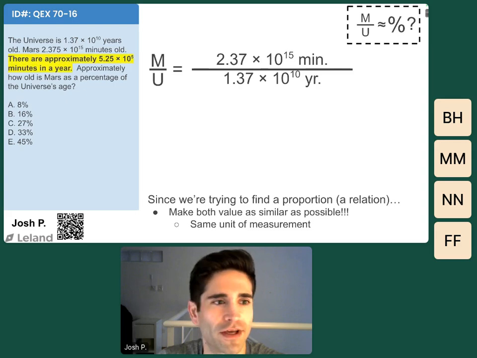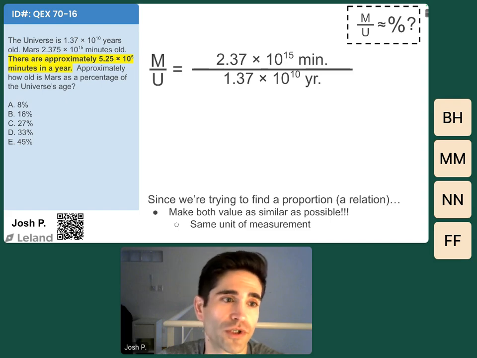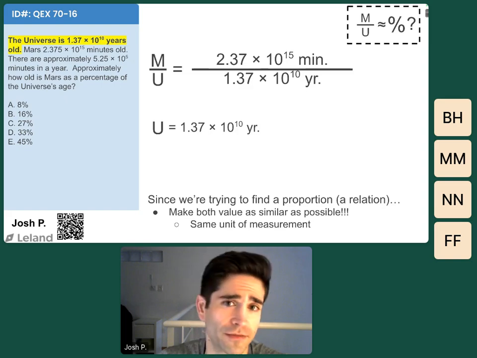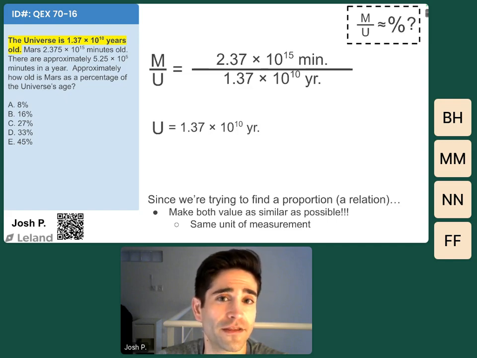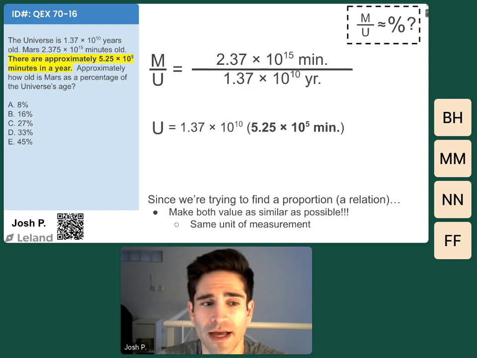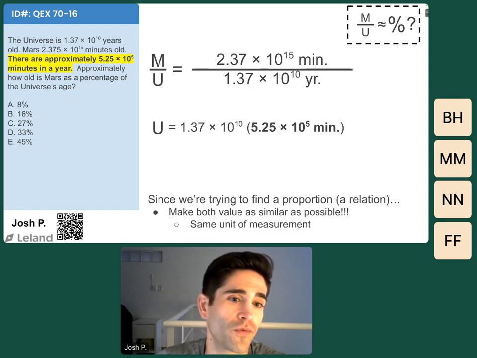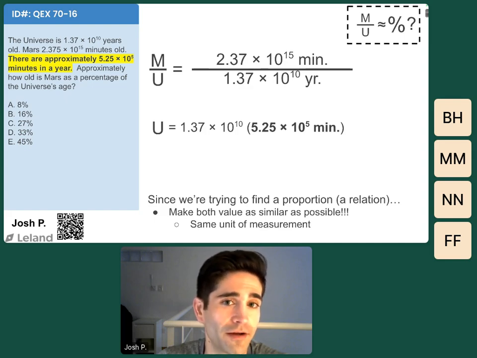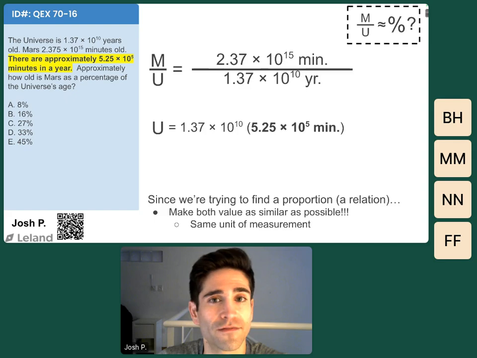The GMAT is giving us how many minutes are in a year, and so we will translate everything into either years or minutes. So we know the universe is 1.37 times 10 to the 10th years old. We can input the value for minutes in a single year, and therefore the universe is 1.37 times 10 to the 10th times 5.25 times 10 to the 5th minutes.